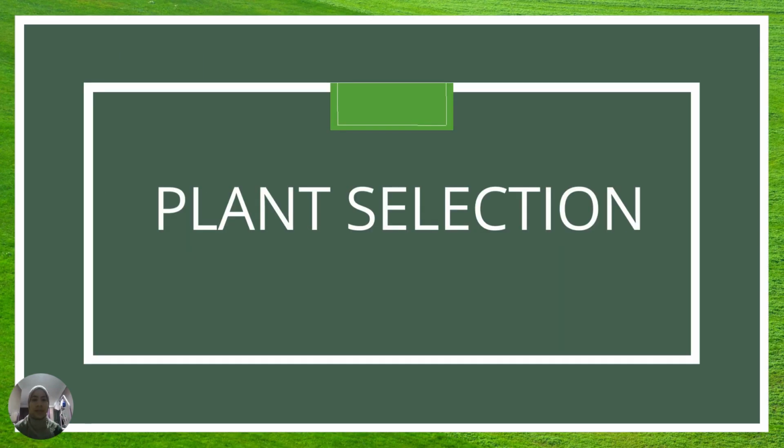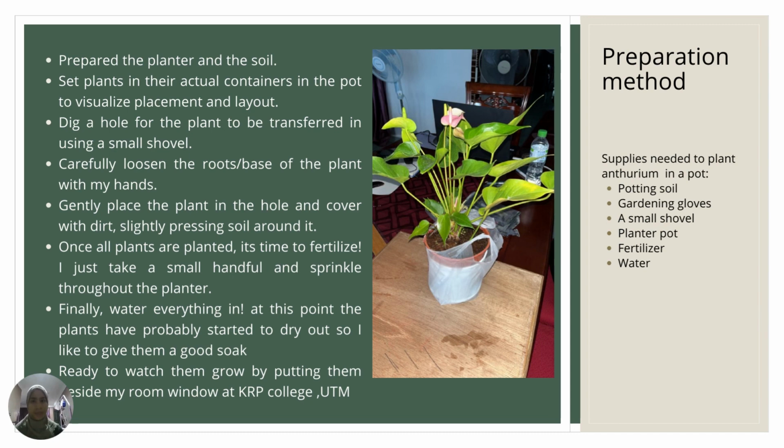Next, as for the plant selection, I chose the flamingo flower, which I named Shifa, which in Arabic means healing. I'll proceed with the preparation method that I used for planting my plant.